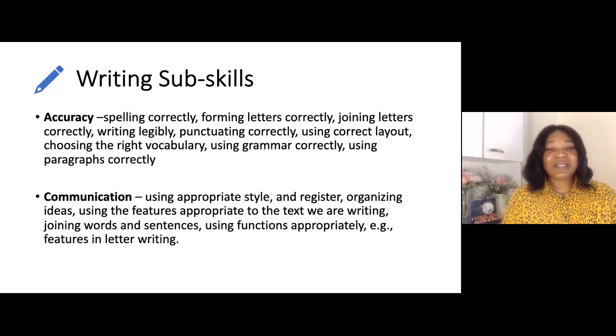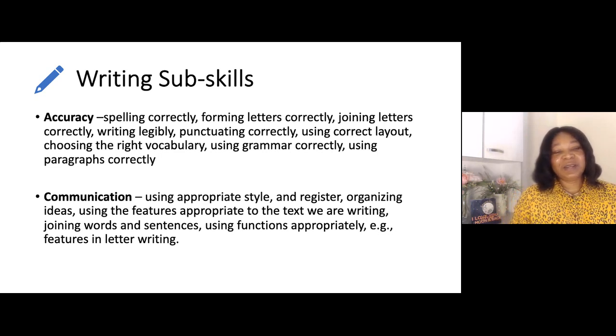So for writing soft skills, we're looking at accuracy and we're looking at communication, two things. In communication, we're looking at the style. We're interested in the production of language as much as possible. We're interested in quite a lot of things. But let's start with accuracy.